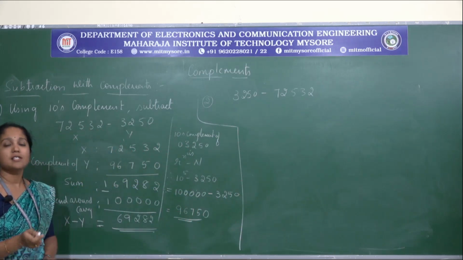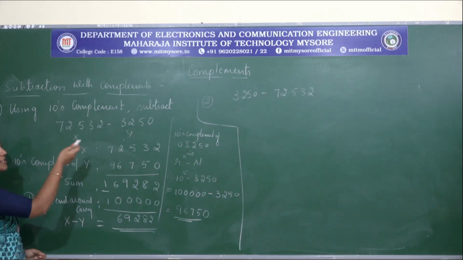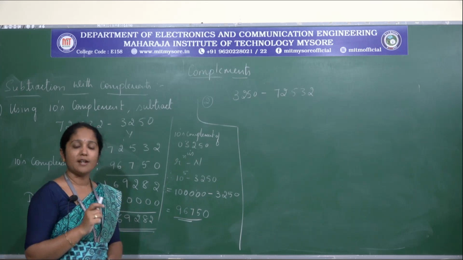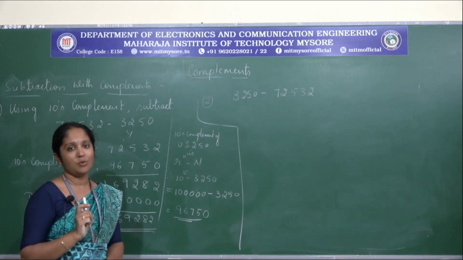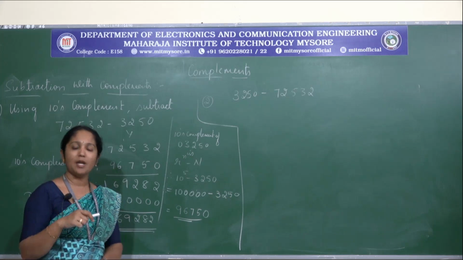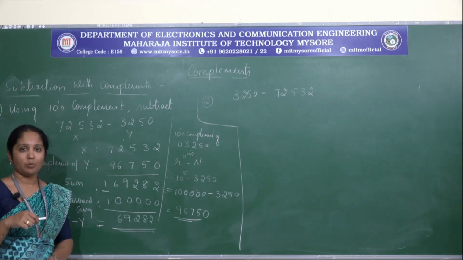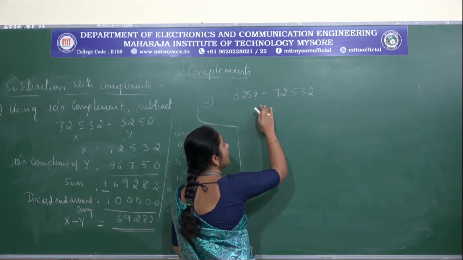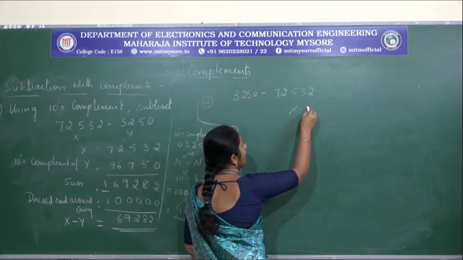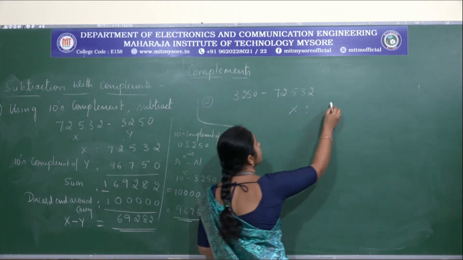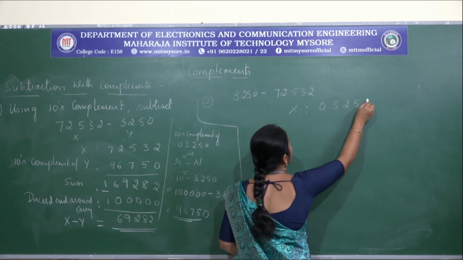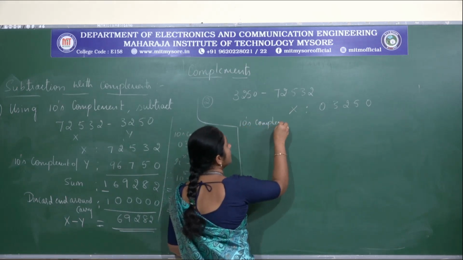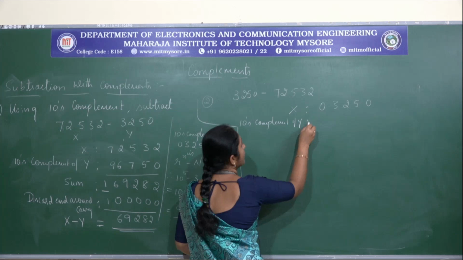That is y minus x. If this is x and this is y, I have considered y minus x because there we are going to get a negative result. So how is it considered in tens complement? That is what we are supposed to understand here. Now, as we did in the previous case, x is 03250, and next we need to consider the tens complement of y. That is the second operand.